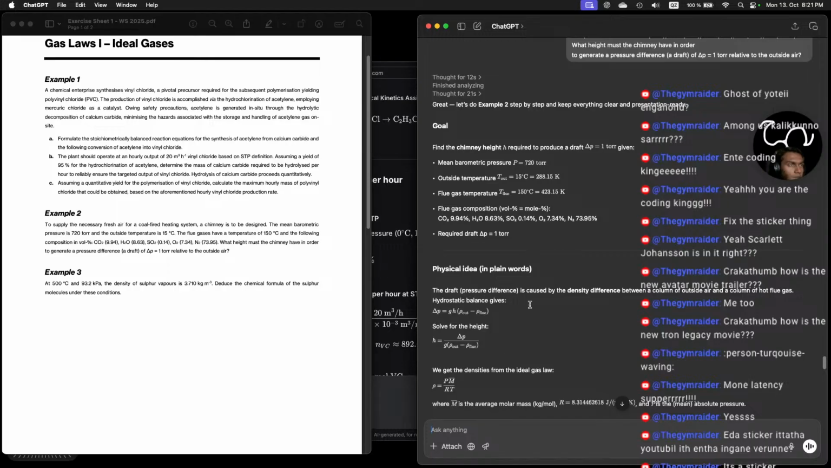The draft pressure is caused by... Okay, can you explain the question to me in much simpler terms? Because I haven't understood the question yet.